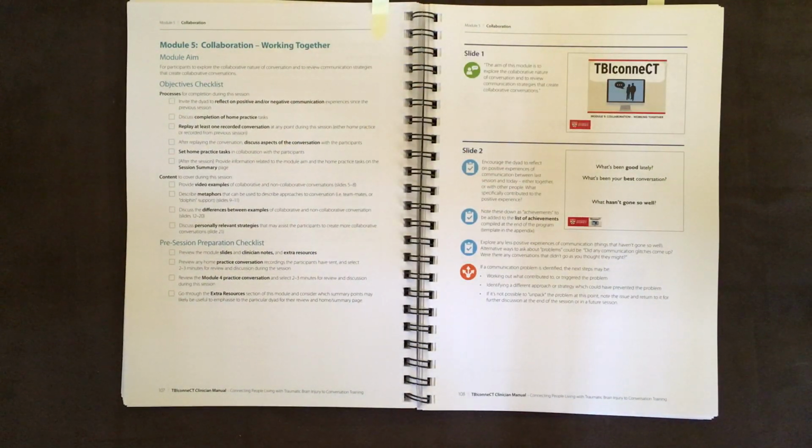The first thing you'll see at the start of each module is a checklist. This explains the aim of the session, the processes, and the key content which should be included within the session. There's also here a pre-session checklist which outlines the steps needing to be done by the clinician in advance of the session.